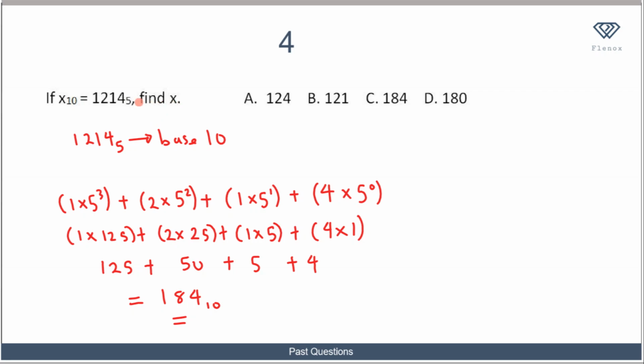So x is 184. Which option corresponds to that? As you can see, option C. So the answer in this case is C.